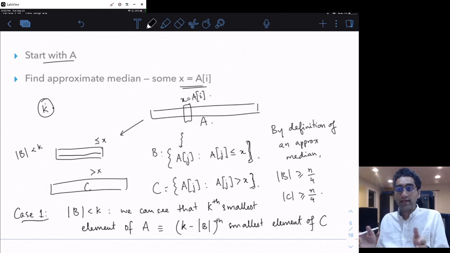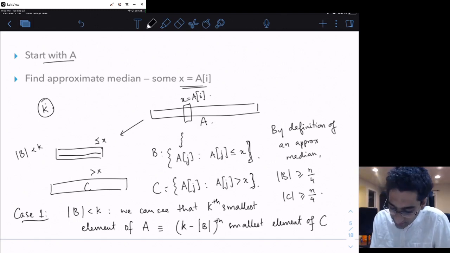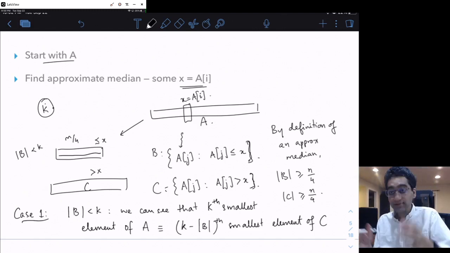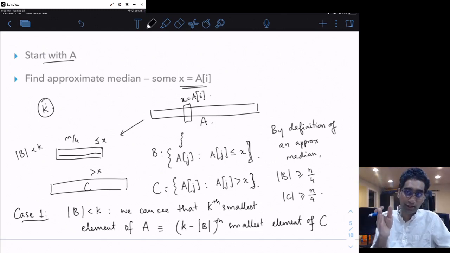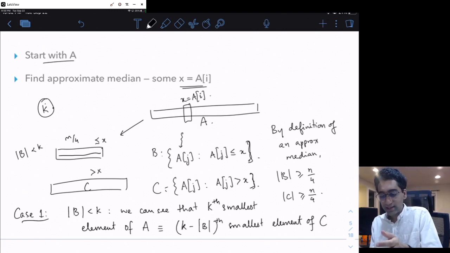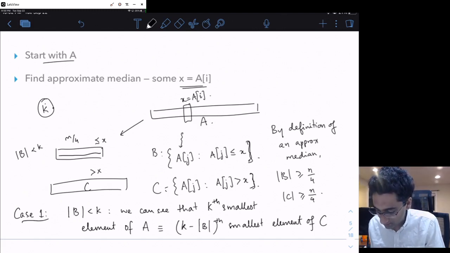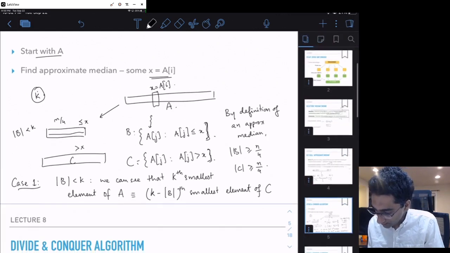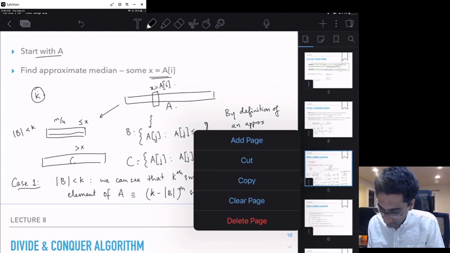Okay, and why k minus size of B? Right. So imagine the size of B is, let's say, exactly n by 4, and let's say k is like n by 2. Then the n by 2nd smallest element is: you remove these guys that you know were less than or equal to x. And among the remaining, you want the n by 4th smallest. Okay, so that's why it is k minus size of B. So think about this for a little while if this is not clear to you. So that's what you get over here.